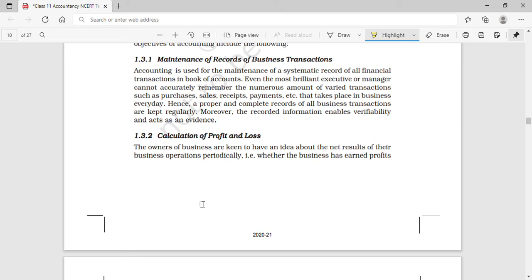Verifiability, and acts as evidence. Because as you know, there will be tax authorities, correct? You have to do your audit reports at the end of the year. When you do audit reports, the auditors will come and ask you for proof. On what basis did you book an expense? On what basis did you book a sale? So all that information should be kept in a timely manner.